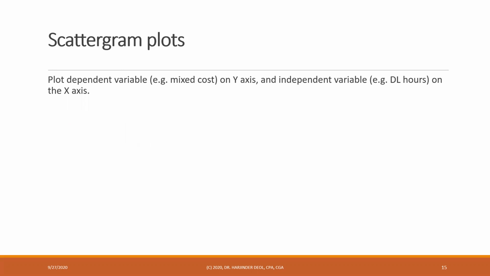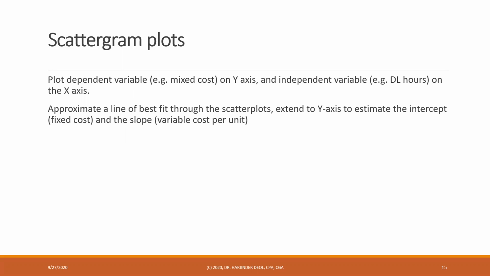Looking at our diagnostic approaches, there are three approaches that we can use for diagnostics: scattergram plots, the high-low method, and the least squares regression. With scattergram plots, we plot the dependent variable, which is your mixed cost, on the y-axis, and the independent variable, which is your direct labor hours, on the x-axis. So we are taking our data points and plotting them on the scattergram.